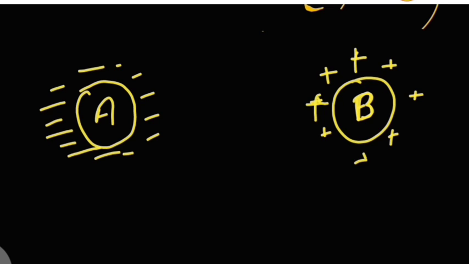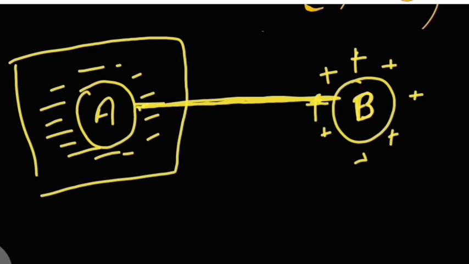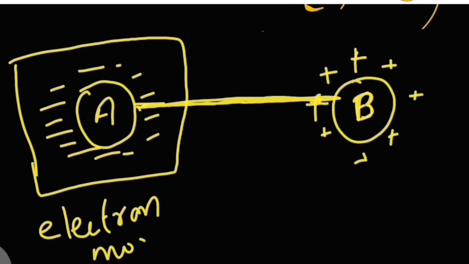Now what we are going to do is connect these two conductors using a wire, a conducting wire. So we are creating a path for the movement. Here A is having an excess of electrons, more electrons are here, and here we have a deficit of electrons. Positive charge means a deficit of electrons, or absence of electrons. We can say it doesn't have any electron, or a deficit of electron is felt here.